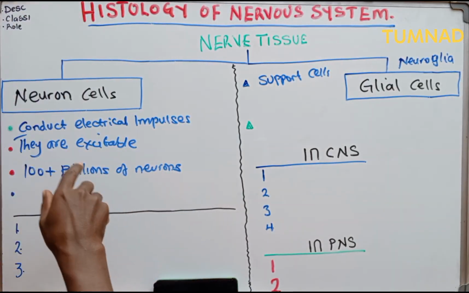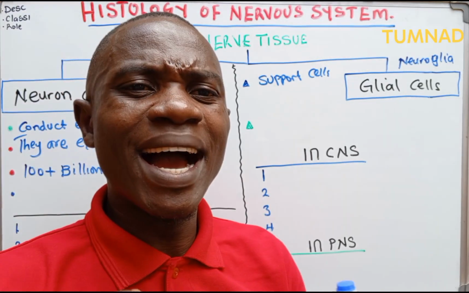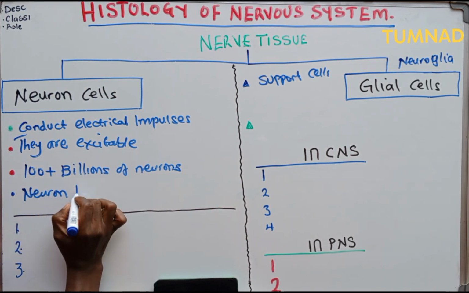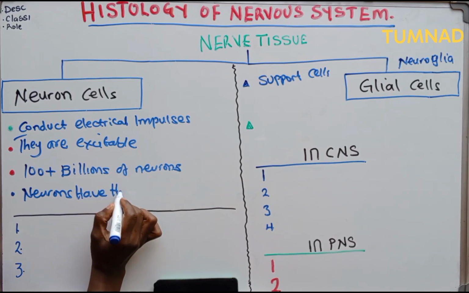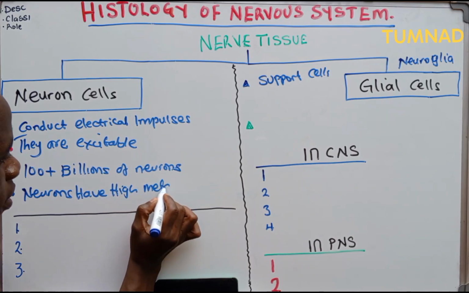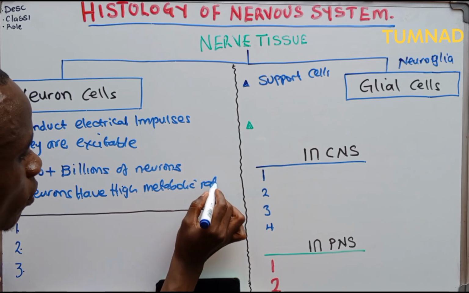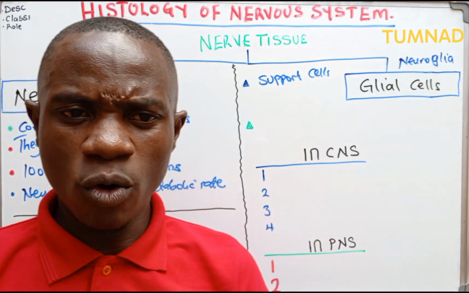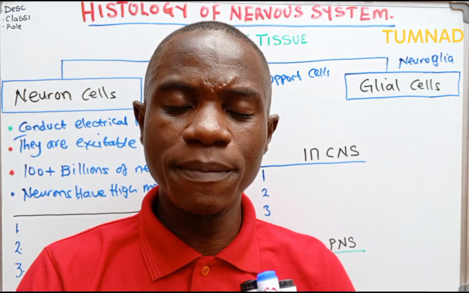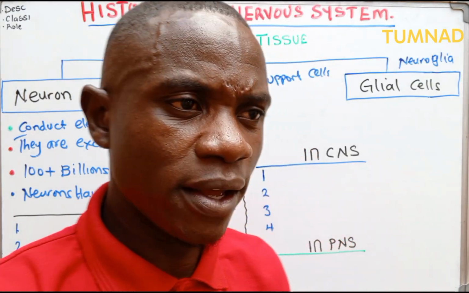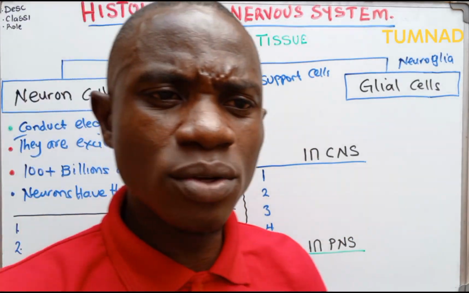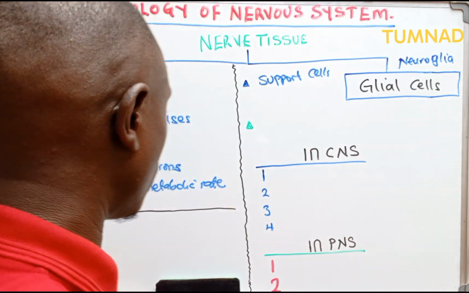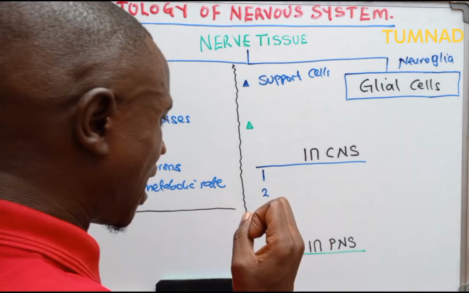Another thing is that neurons have a high metabolic rate. What do I mean by this? These neurons need a constant supply of glucose and also oxygen, because the main source of energy for the brain is glucose. So they need a constant supply of glucose and oxygen.